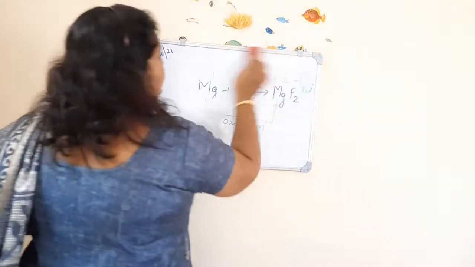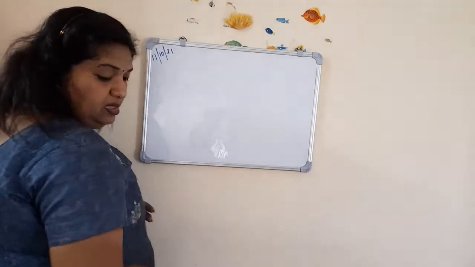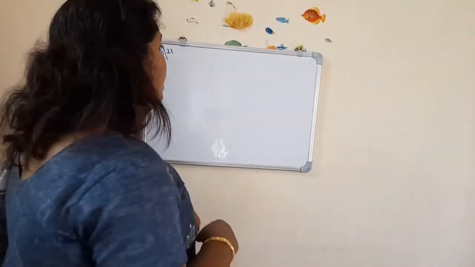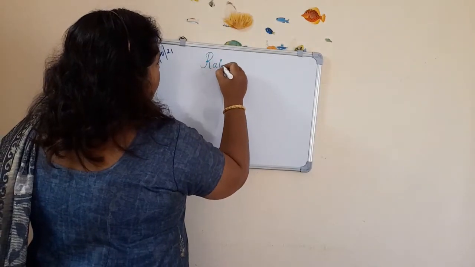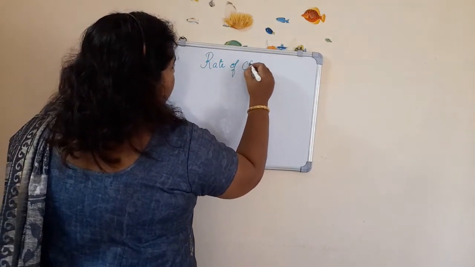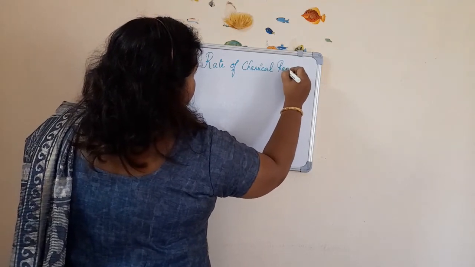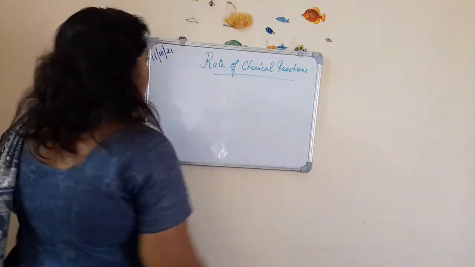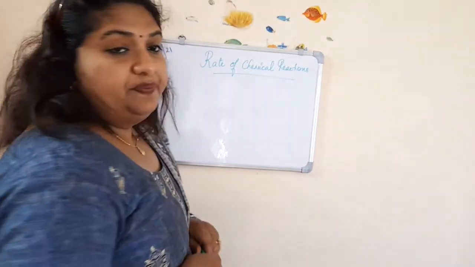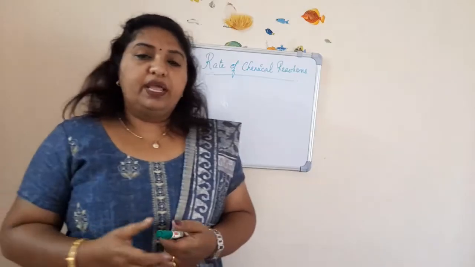Next we are going to discuss another new topic. You have been hearing about redox reactions for a long time. So now we are going to discuss the new topic, rate of chemical reactions. What is rate? What do you mean by the term rate? Speed, isn't it? The speed at which a chemical reaction is occurring.